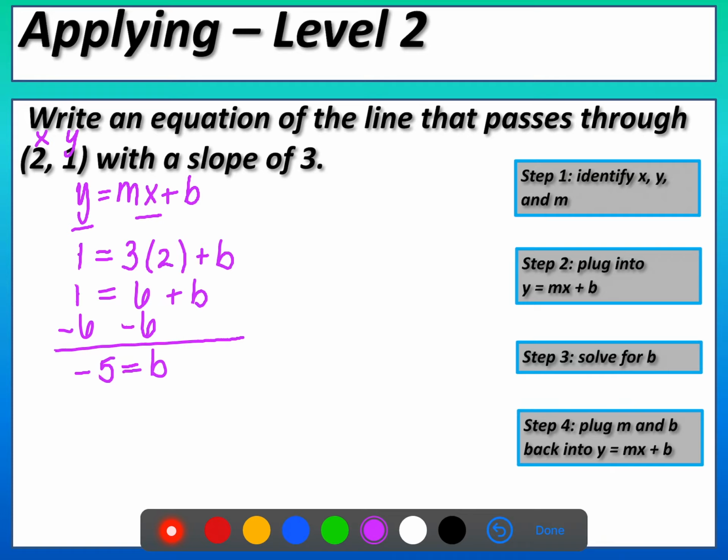Make sure that you complete the entire problem though, because we're looking to write the equation. So we now need to take the slope that we already had and the y-intercept that we solved for, and plug them into slope-intercept form, remembering to leave x and y as variables in our final answer.